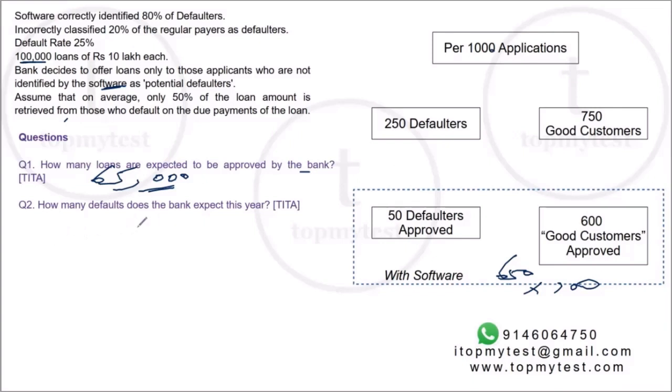Okay. Question number 2, how many defaults does the bank expect this year? Now, the bank knows that out of 1000 applications, eventually 250 were supposed to default, but it can prevent 200 of these defaulters. So out of 1000 applications, only 50 will be defaulting. So out of 100,000 applications, it will be 50 into 100. That's 5,000 defaults are what it expects.